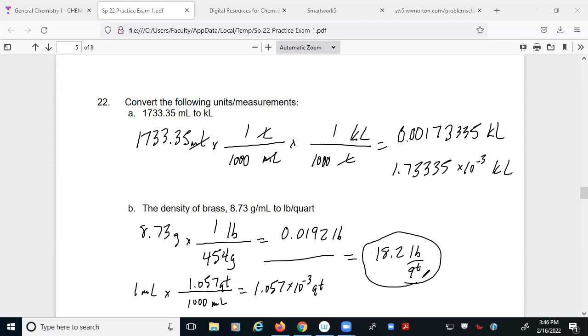Now, if we had done this in one long string, all that we would have done is basically this conversion here and the flip of this second conversion. We do it that way, 8.73 divided by 454, multiplied by 1,000, divided by 1.057. We get the same 18.2 when we round to the significant figures. So like I said, both methods are equally useful.